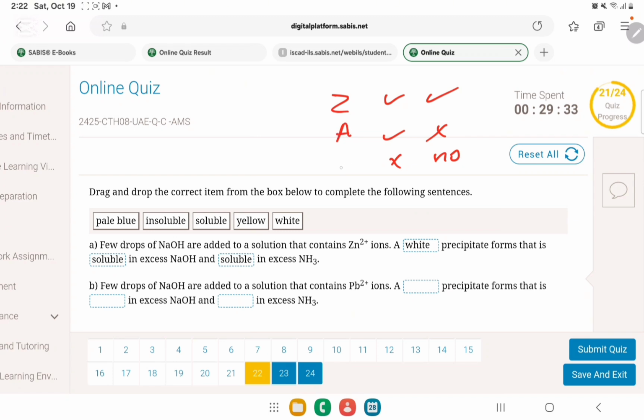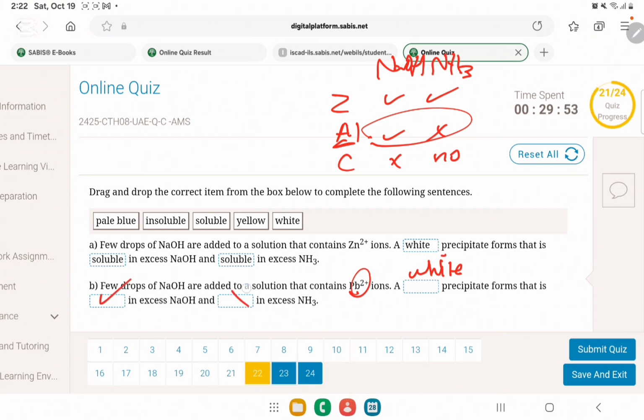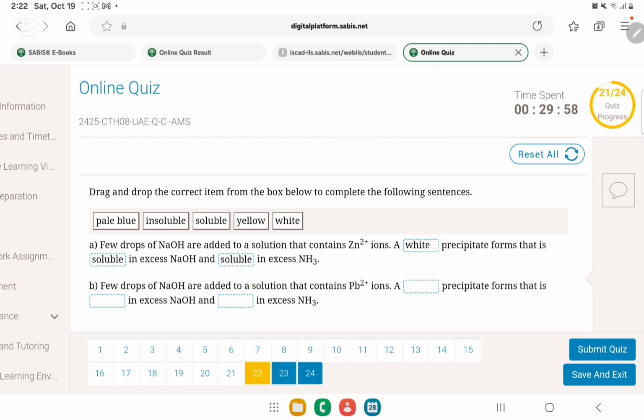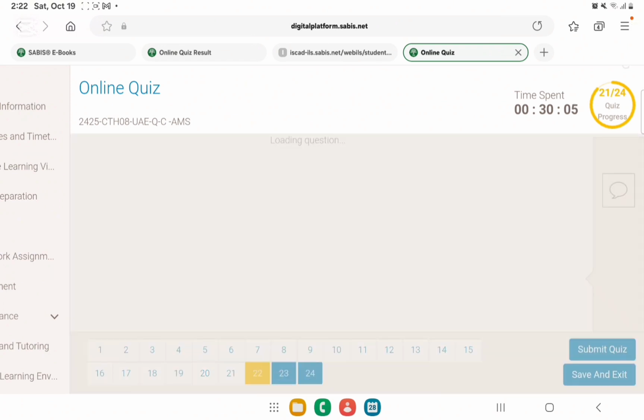Zn, Al, Ca. And by the way, Pb acts the same as aluminium. So it's gonna give off the same results. Okay? So it makes a white precipitate that is soluble in NaOH and insoluble in NH3. Insoluble. Does not dissolve in excess. So white precipitate, insoluble and soluble.